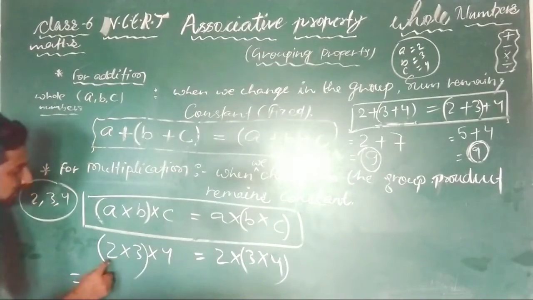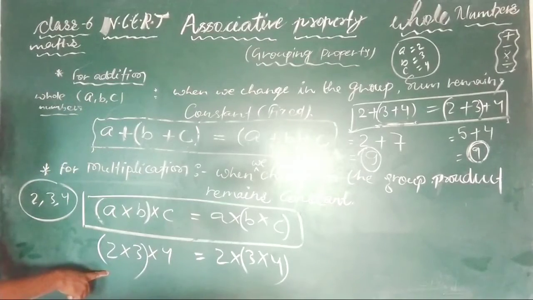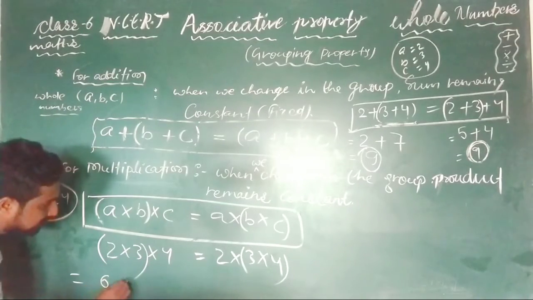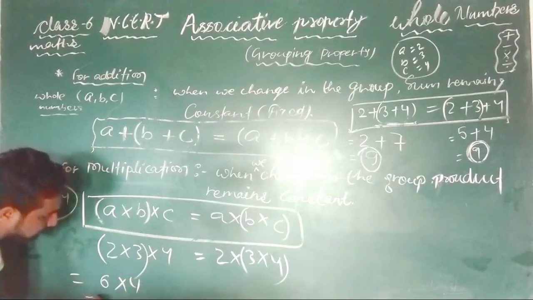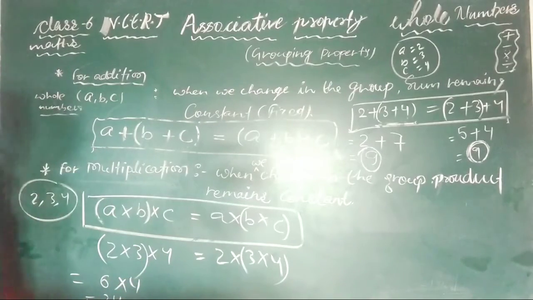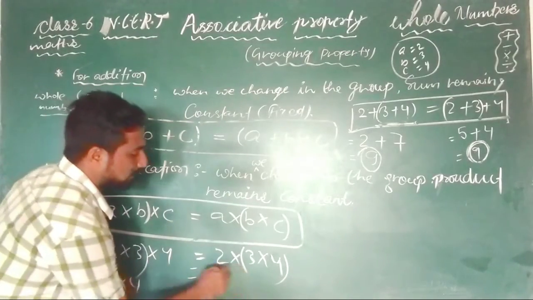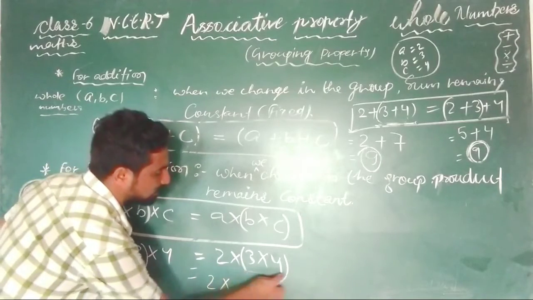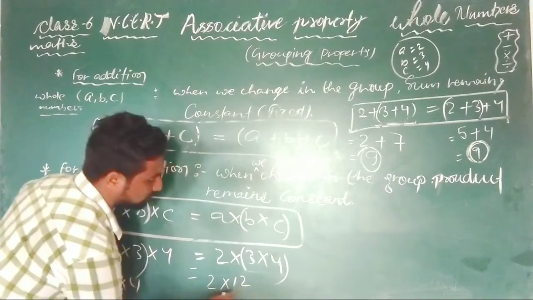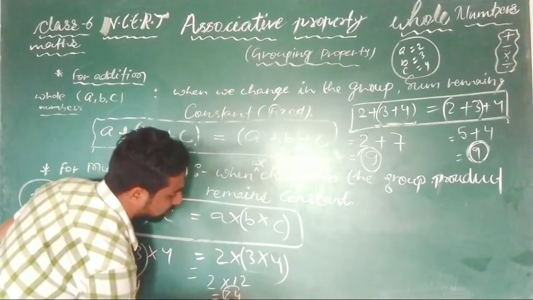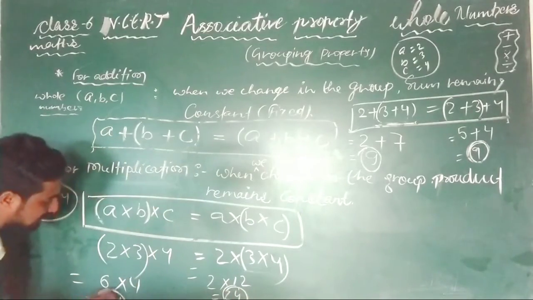Now you solve it. First bracket process as per simplification. 2 into 3 that is 6 into 4. So what will come? That will come 24. 6 4s are 24. Now you do this. First process will be with the bracket. So 3 4s are what? 12, and 12 into 2 that is what? 24. Now you can see the same answer has come or not.